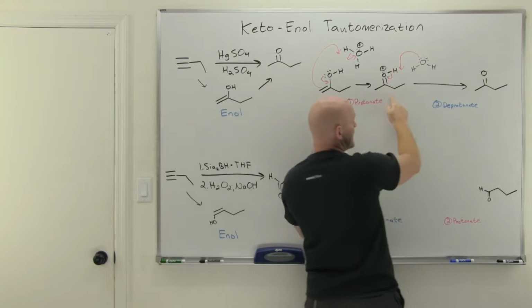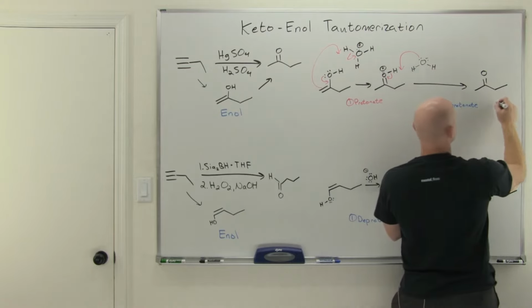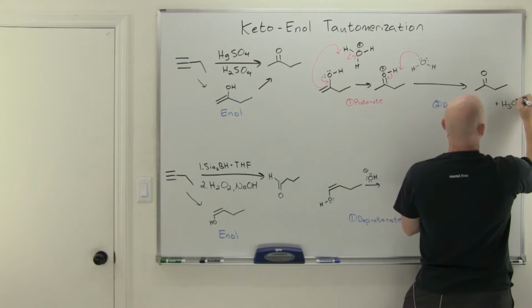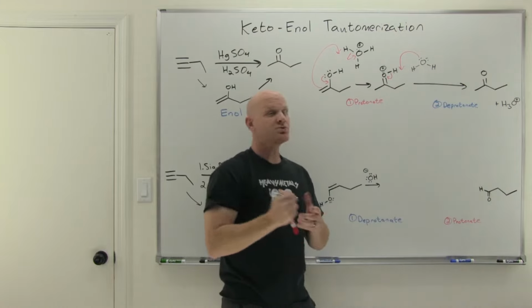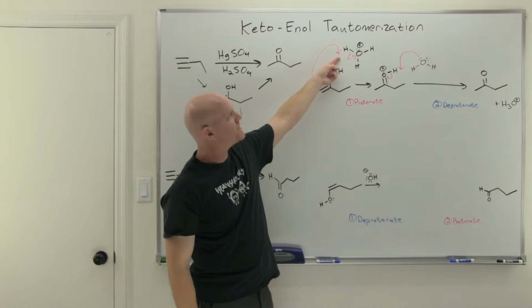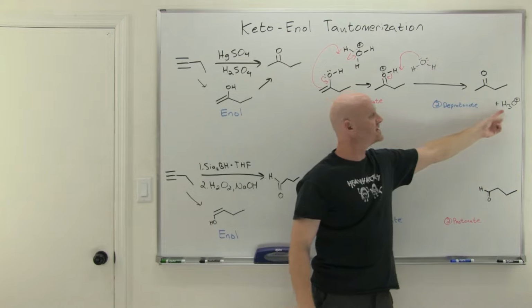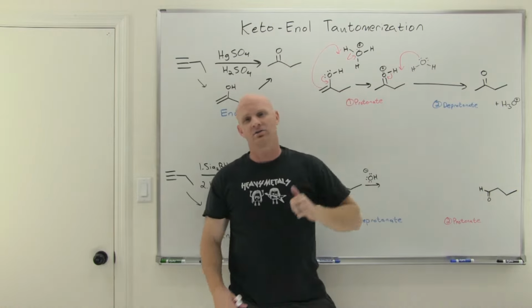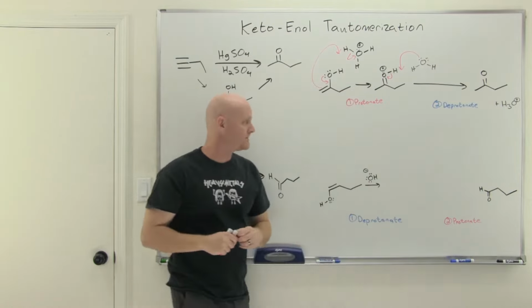And therefore, in addition to now forming our ketone product, we're also going to form some H3O plus. And so that's our true catalyst. We used up an H3O plus ion in step 1, but we regenerate it in step 2. It's not consumed in the reaction, just like a catalyst should not be.